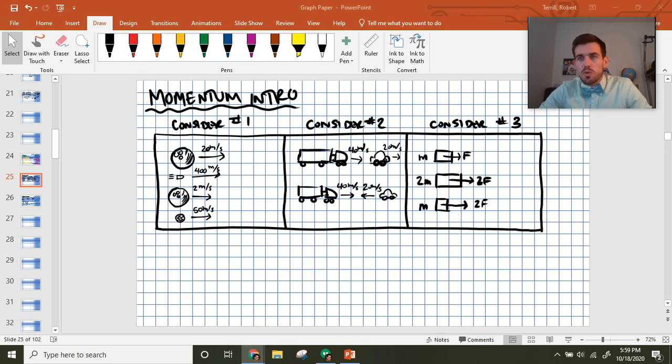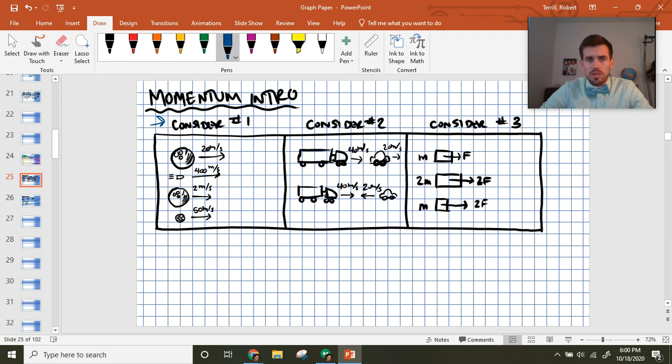Hello and welcome to the new unit. We are learning about momentum. We're going to start our lesson about momentum by considering a couple things. Let's look at this first box right here, the consider number one. Let's imagine four different scenarios.